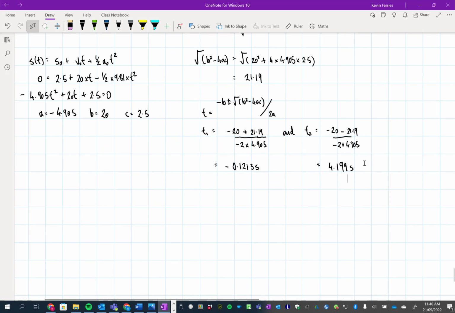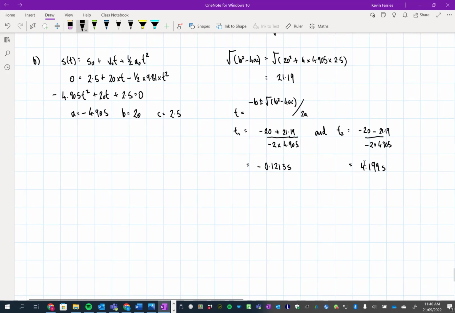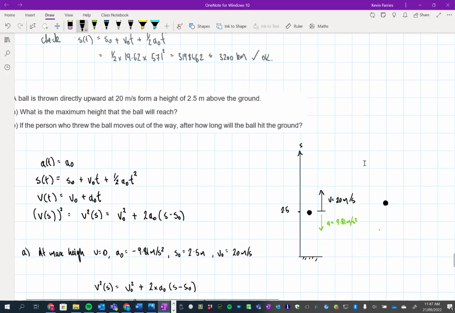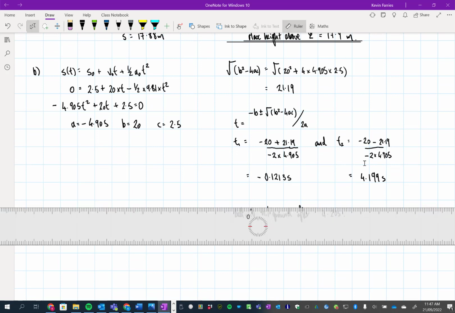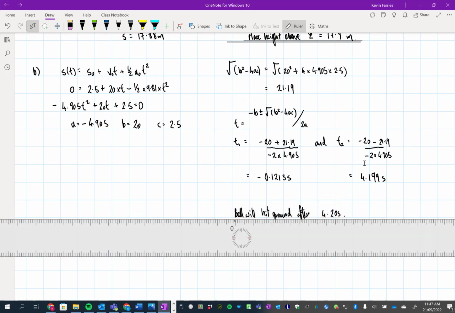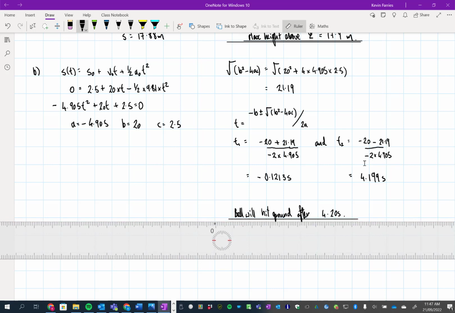This is the answer we're interested in. And so that's the answer we're looking for. So the ball will hit the ground after 4.20 seconds to 3 significant figures. Just double check what we were asking. Yeah, the person's moved out the way so it doesn't hit them on the head. That's all the question was saying.